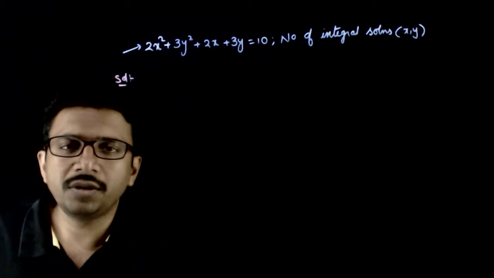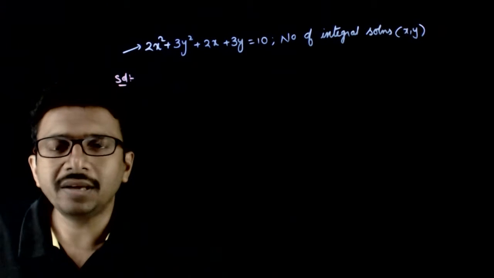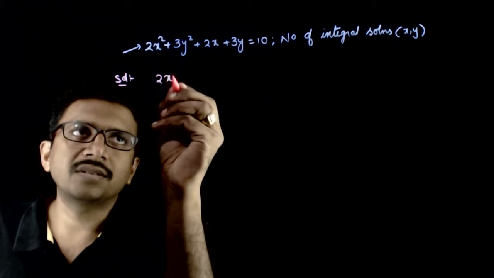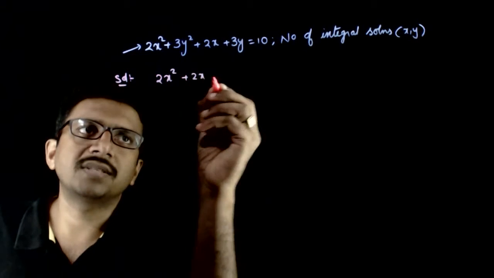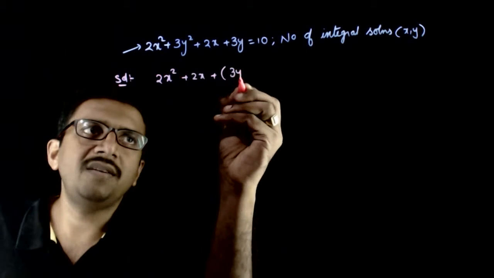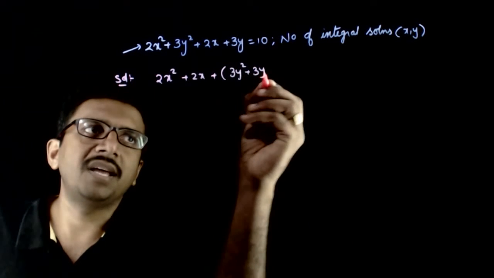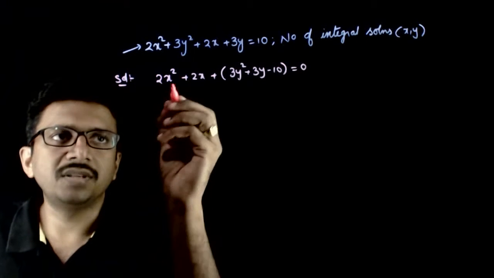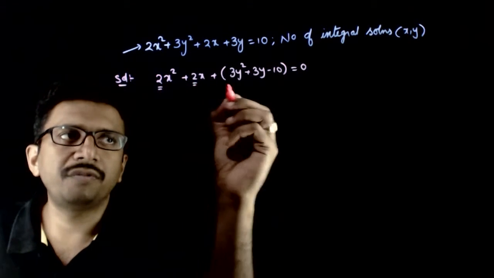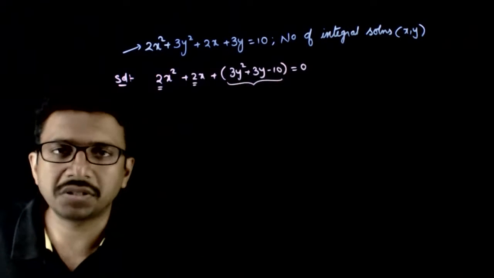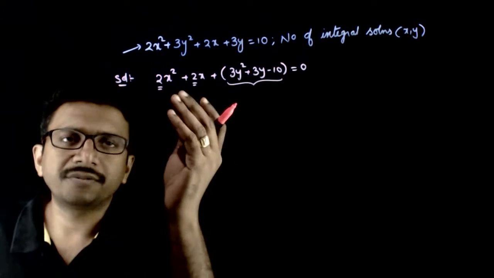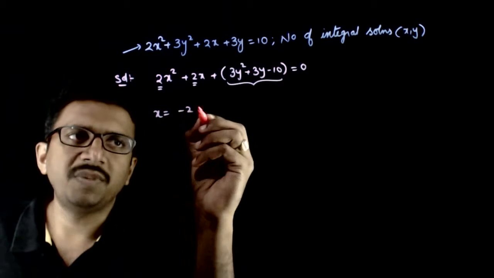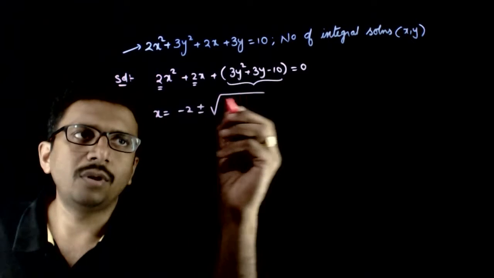First, let us convert this into a quadratic equation in x. That is 2x² + 2x + 3y² + 3y − 10 = 0. So this is the x² coefficient, this is the x coefficient, and let us consider this as the constant term. Now the solution of this equation is x = (−b ± √(b² − 4ac)) / 2a.